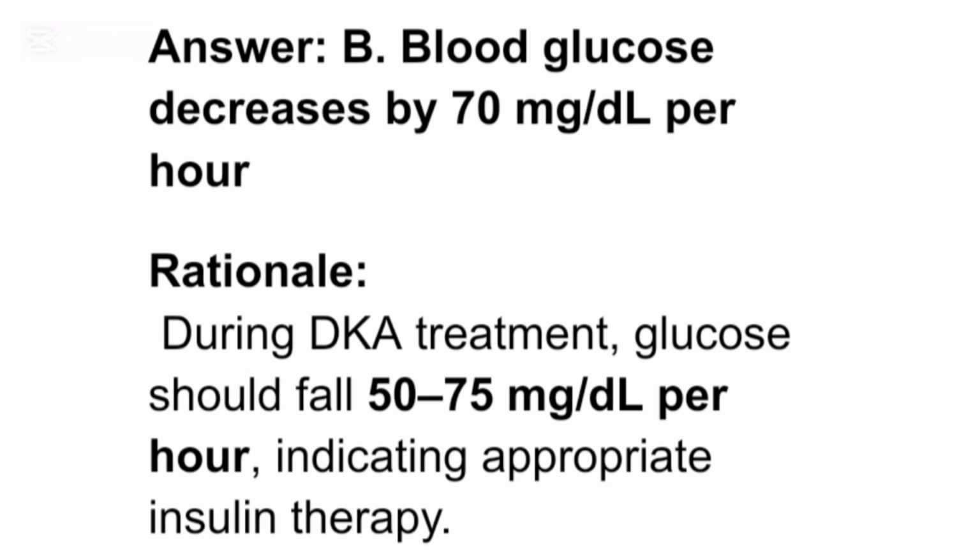Answer. B. Blood glucose decreases by 70 milligrams per deciliter per hour. Rationale. During DKA treatment, glucose should fall 50 to 75 milligrams per deciliter per hour, indicating appropriate insulin therapy.